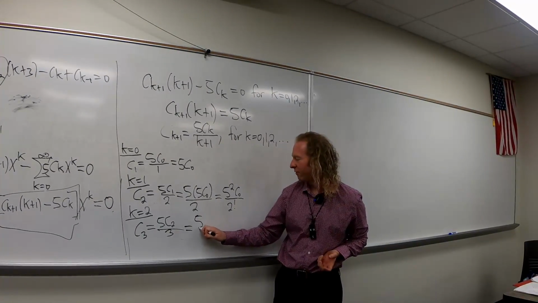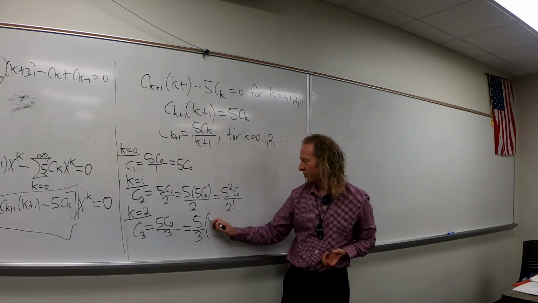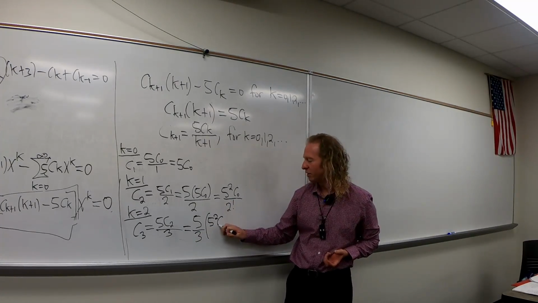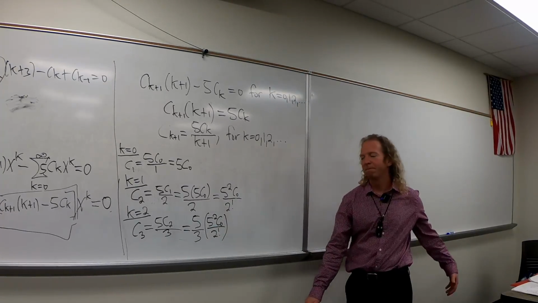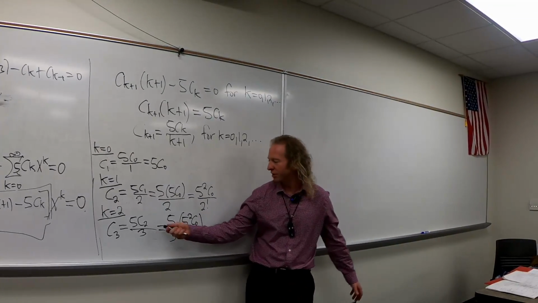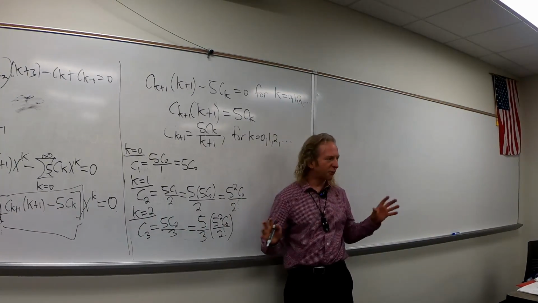This will be 5 over 3, and I'll replace C2 with this. I'll show the step. So 5 squared C sub 0 over 2 factorial. So you see it. It's beautiful, right? So just replacing C2 with what it is. And then, again, you look for the pattern, right?